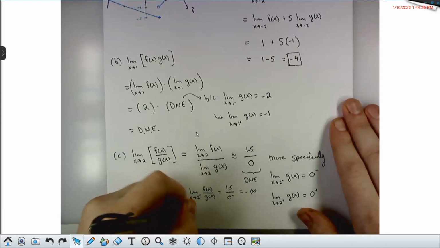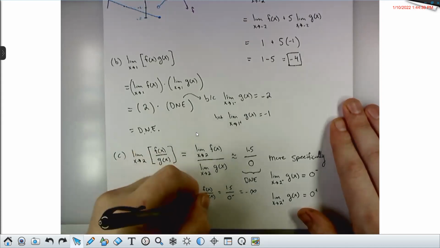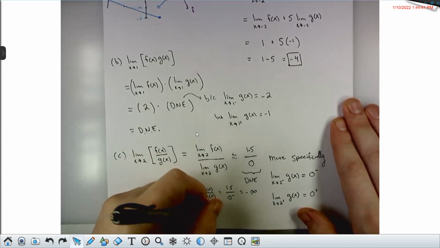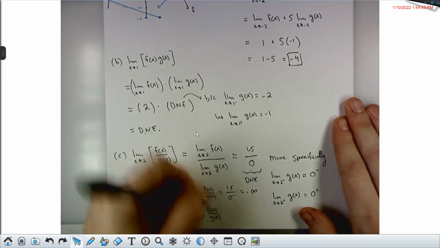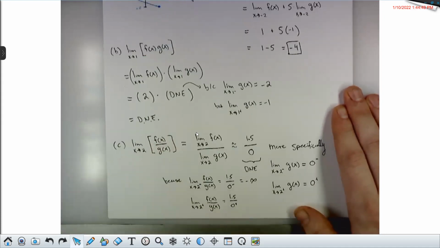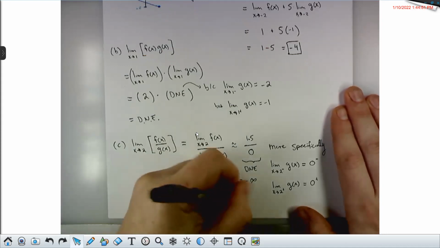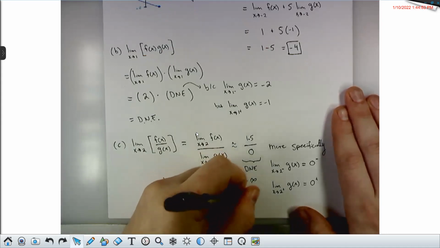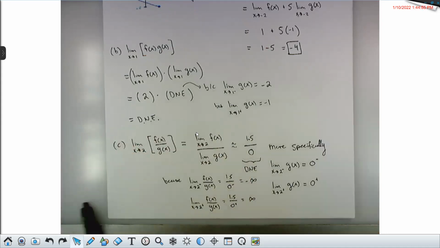On the other hand, if we look at the limit as x approaches 2 from the right of f of x over g of x, the top is still going to something like 1.5, but the bottom is going to 0 plus, right? Very small but positive number. And so this would give us positive infinity. I'm going to pause here.